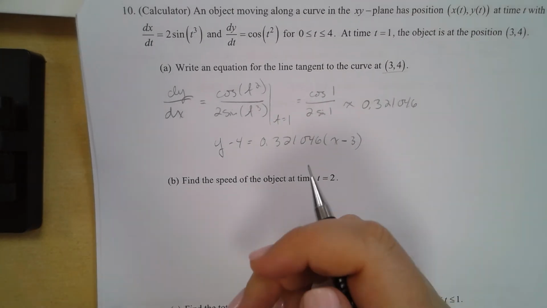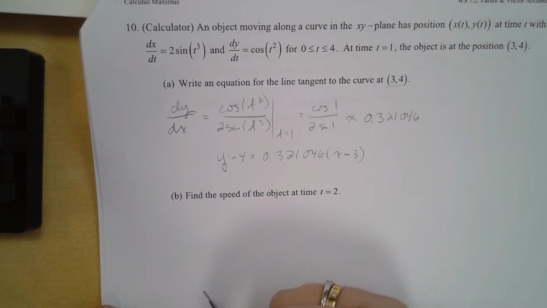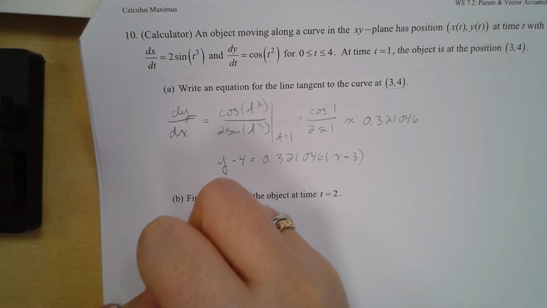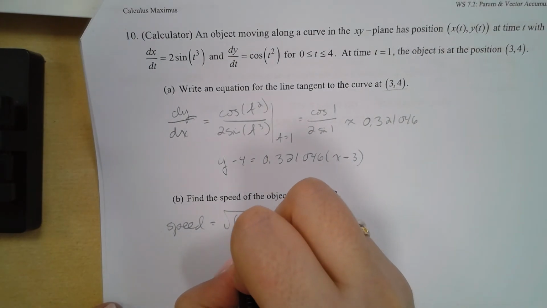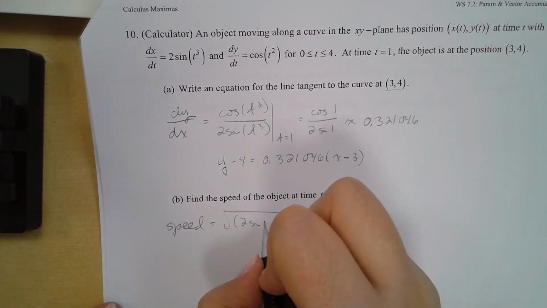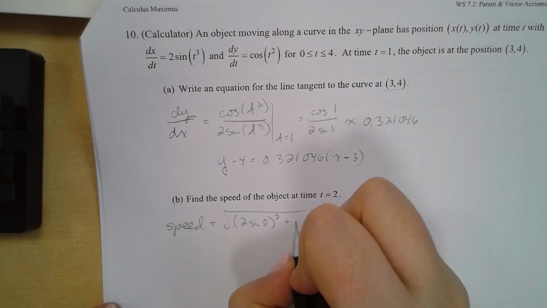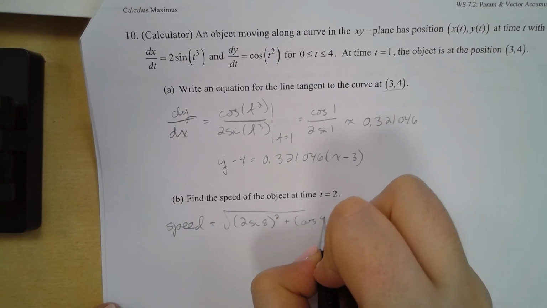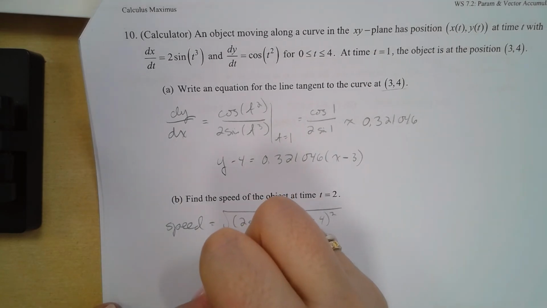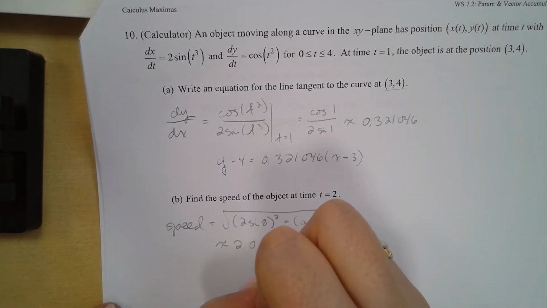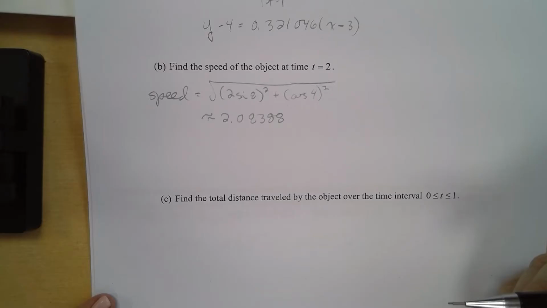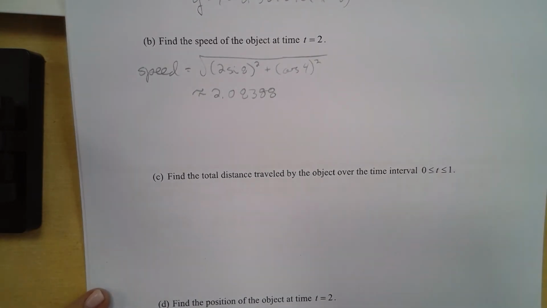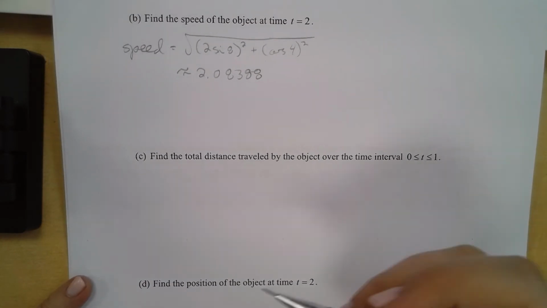Now we're asked to find the speed of that object at time t equals 2. Well, our speed is just going to be equal to the square root of our derivative squared, right? So 2 sine of, well, 2 cubed is 8, squared, plus cosine of 2 squared is 4, squared. And if I put that in a calculator, I get about 2.08388. I hope you don't mind that I'm not actually putting this in the calculator because I already did it, but it's boring to watch me do that.